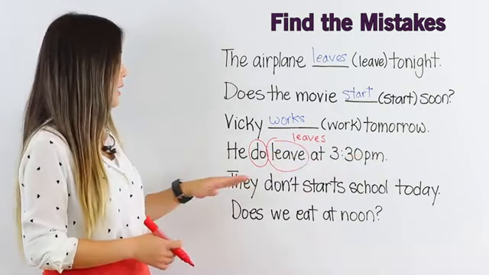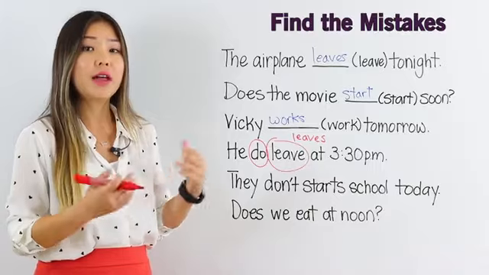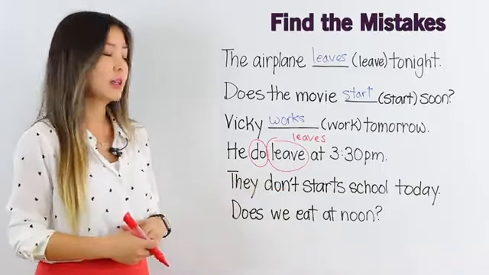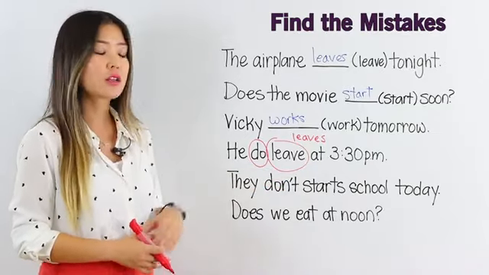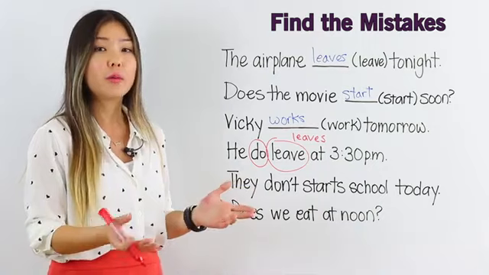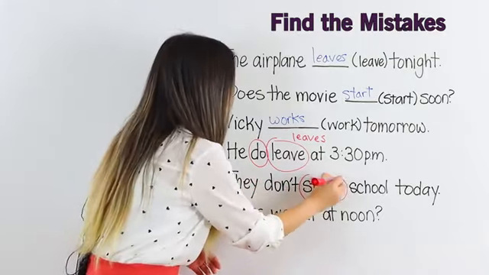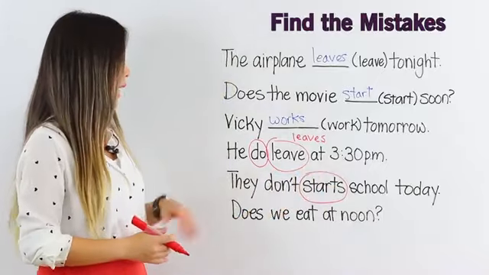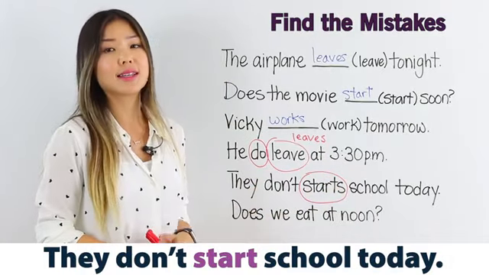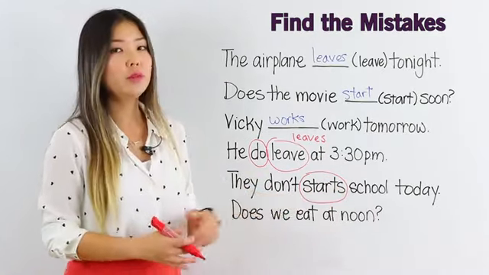In the next sentence, they don't start school today. We have a negative sentence. They don't. That's correct. Do not is correct for subject pronoun they. However, in the negative form, we don't have to change the main verb at all. Therefore, all we will do is say, they don't start school today. No S.